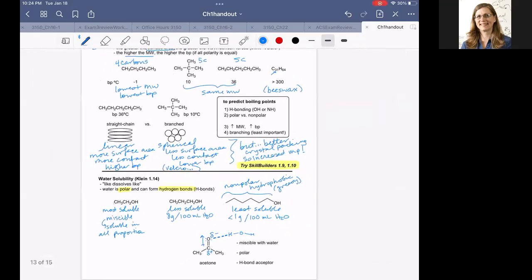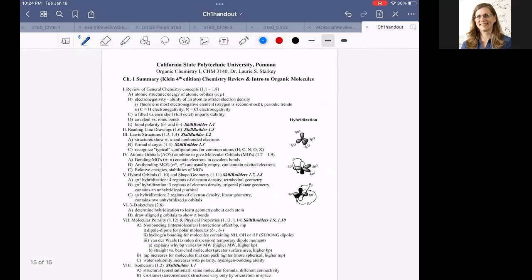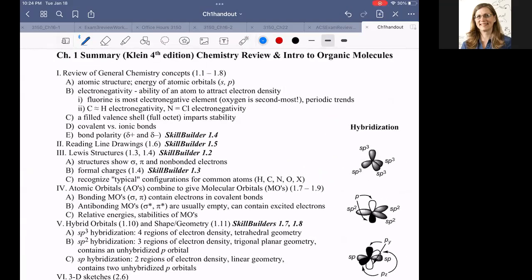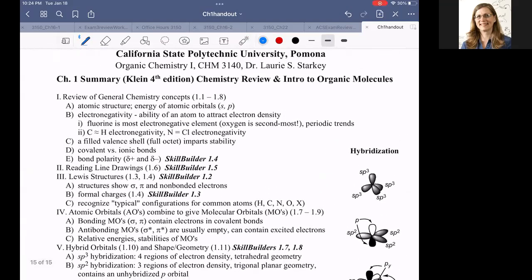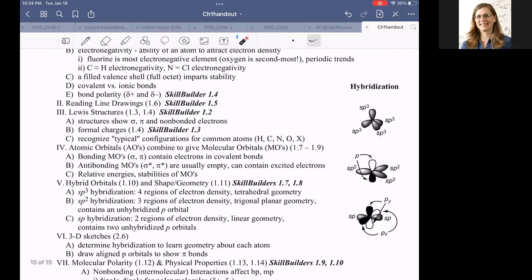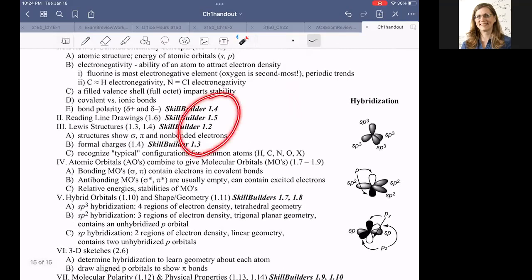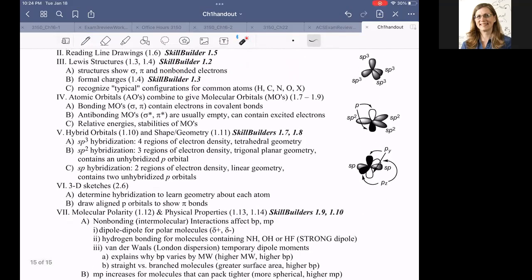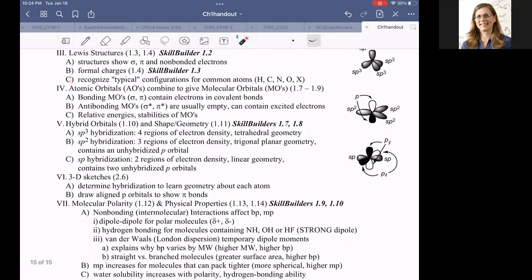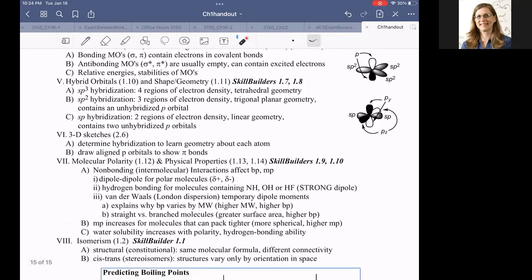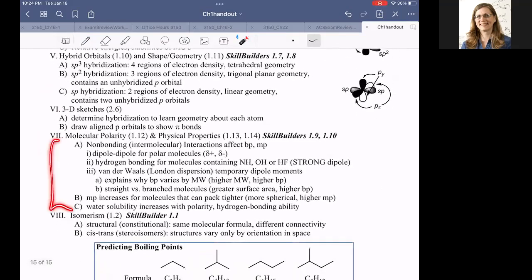Okay, so believe it or not, finally, we finished up chapter 1. On this last page you'll find a review of all the topics that we covered in the order that I covered them in this lecture, which was a little bit out of order sometimes with the book. We did a review of general chemistry concepts. We talked about how to do line drawings and Lewis structures, and these skill builders will help you get some practice in those areas. We talked about atomic orbitals and hybrid orbitals, leading to 3D sketches. And then finally, we did molecular polarity and physical properties.